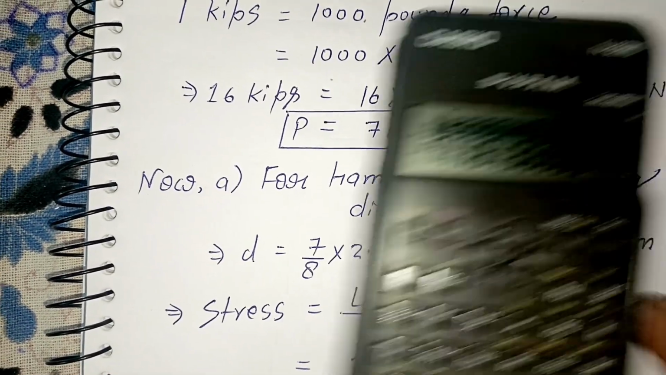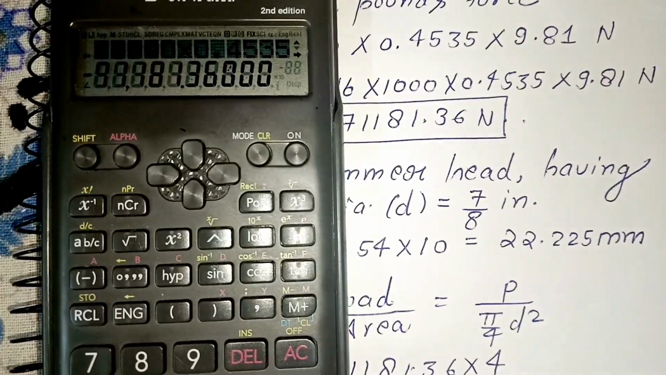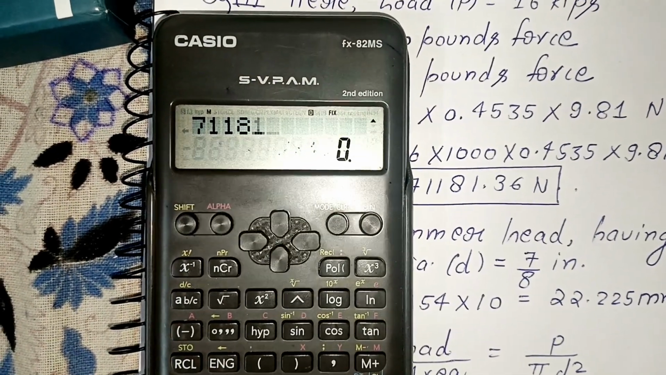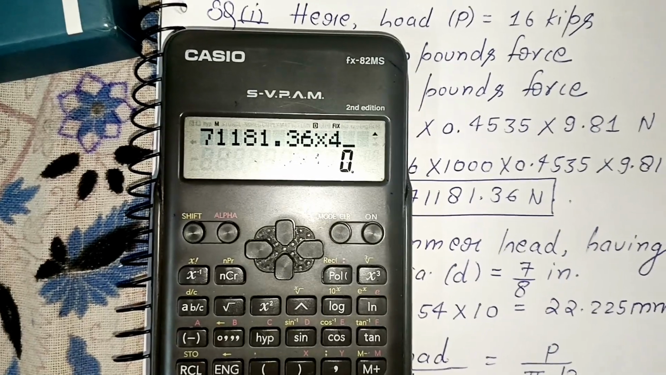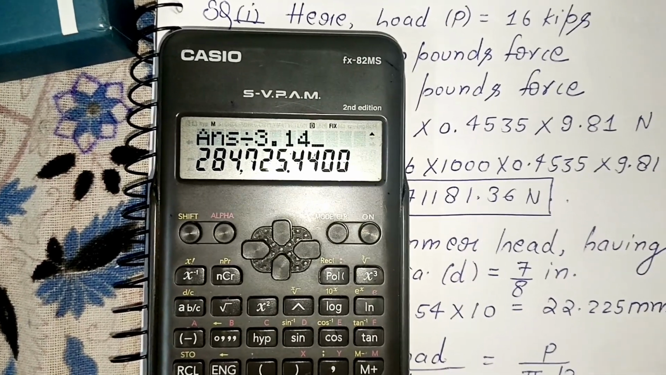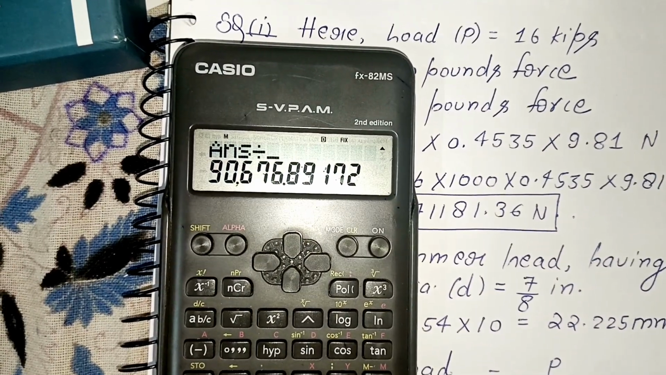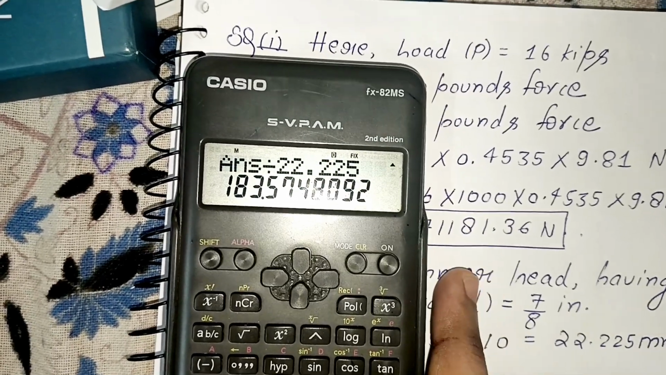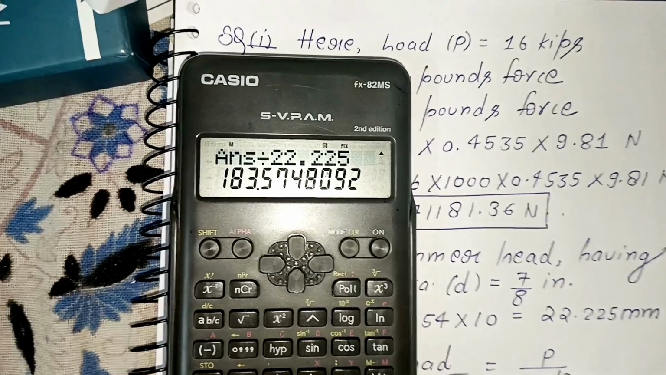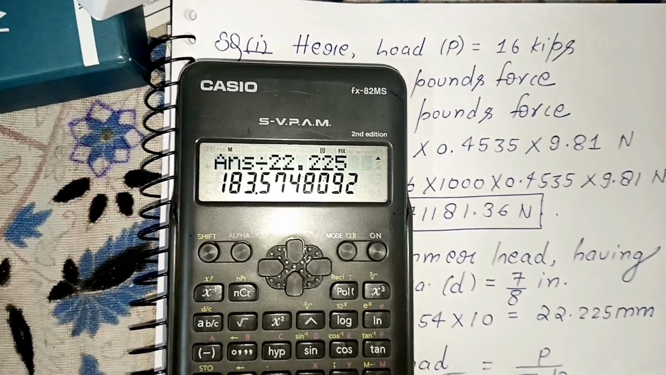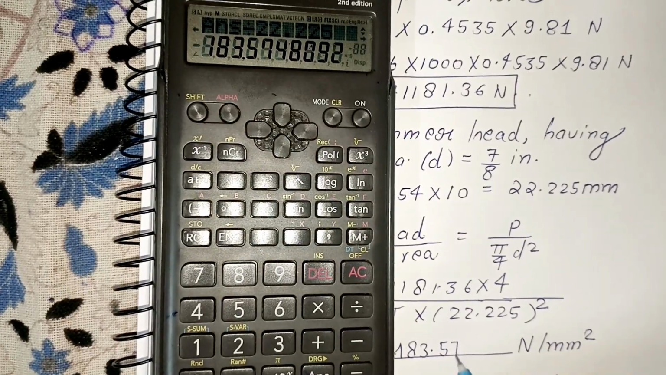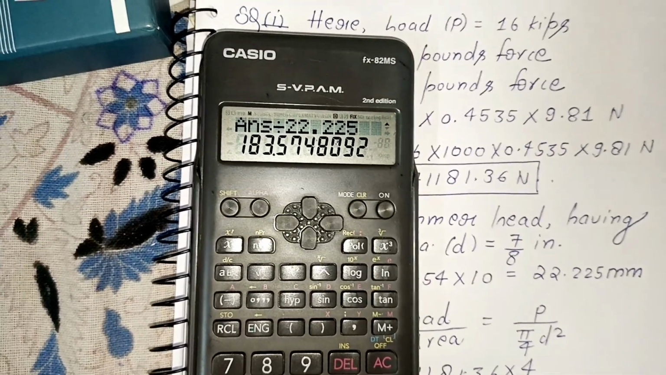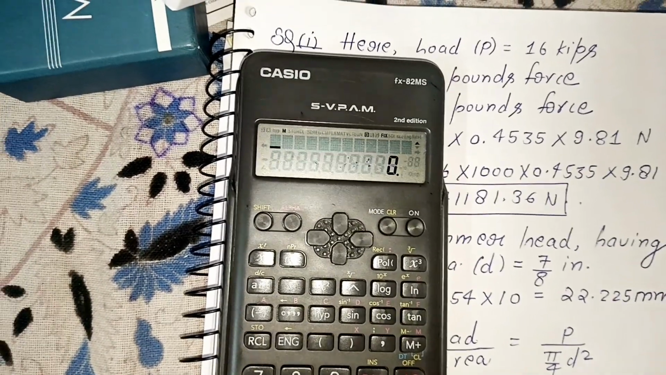When you substitute all these values, you will get the value of stress as, let's use the calculator and calculate. So how much we are getting? 71181.36 into 4 divided by 3.14 divided by 22.225 divided by 22.225. So you can see it's coming out to be 183.574. So 183.57, let's round it off to 183.575 newton per mm square, or 183.575 megapascals.